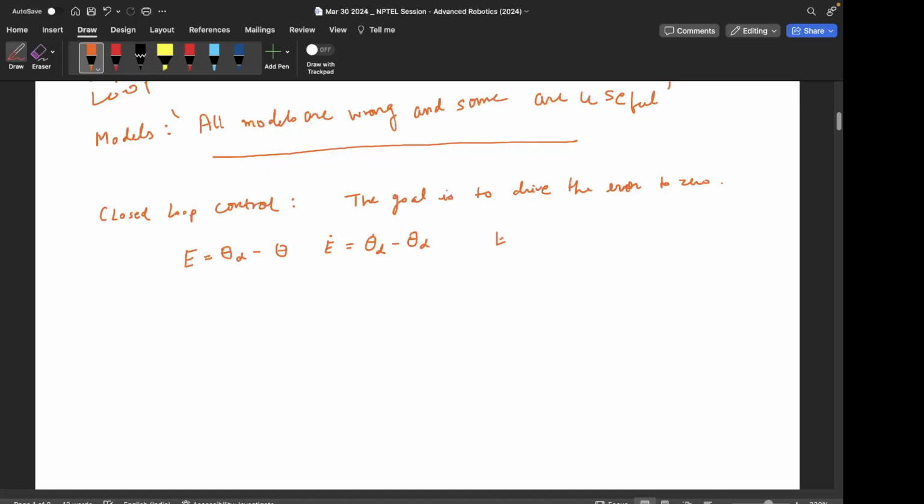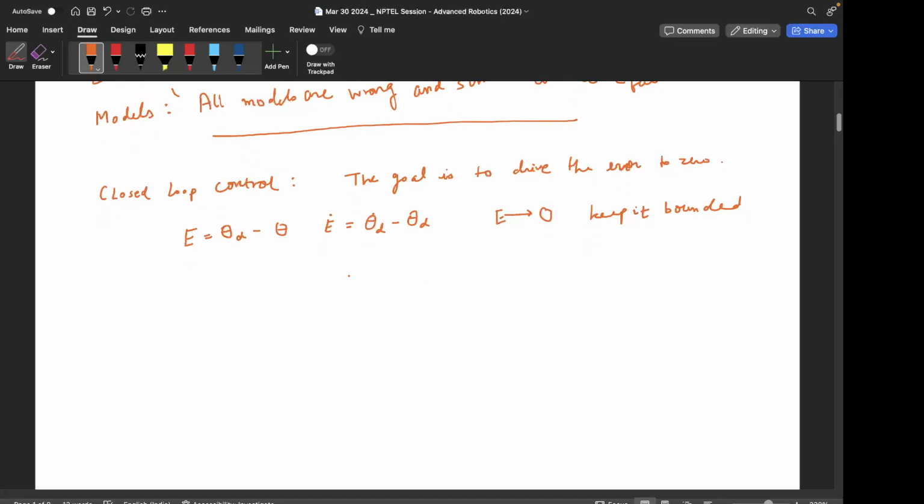Right. So the goal is to drive it to zero, or if that's not possible, then keep it bounded. It should not increase with time, right? Then the system becomes unstable, and that defeats the purpose of designing the controller. So the very first aim of the control engineer is to design a control law that drives the error to zero or keeps it bounded, and in some way or the other we are able to prove that this will happen.